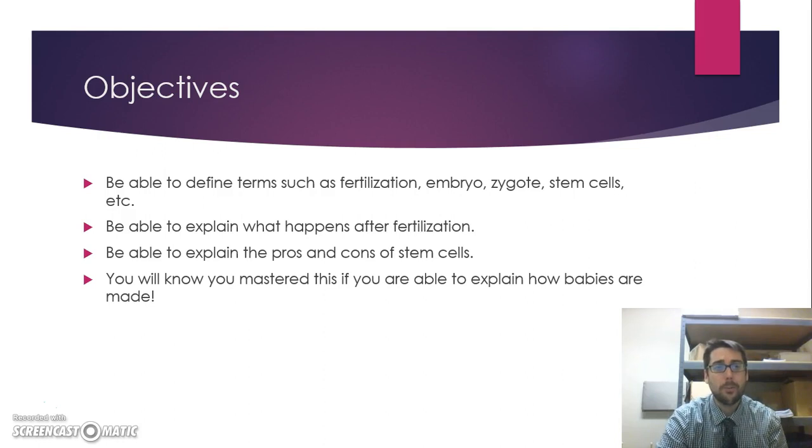So here we go. Objectives. By the end of today, you're going to be able to use these terms like fertilization, embryo, zygote, stem cells, a whole bunch of other ones that go along with the whole process of making babies, or baby science. And then you're going to be able to explain what happened after fertilization and be able to explain pros and cons of stem cells. So you'll know you mastered this if you're able to explain how babies are made, essentially. And we're going to talk about a controversy on what happens when we use some of those materials of developing babies. So let's see it.